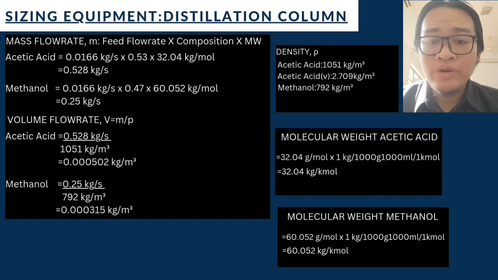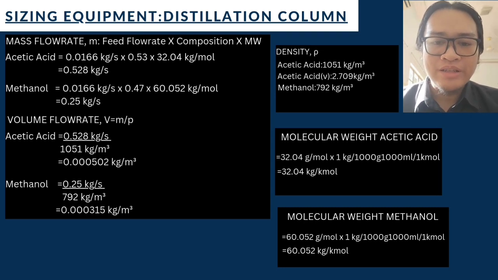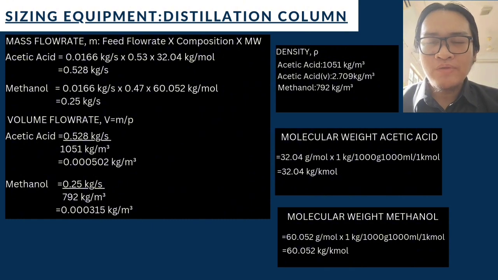For the next slide, we calculate the mass flow rate for the two components in our distillation column, which are acetic acid and methanol. Our production is focused on acetic acid. To get the mass flow rate for both components, we need the feed flow rate multiplied by composition multiplied by molecular weight. For acetic acid it is 0.528 kg per second, and for methanol it is 0.25 kg per second.